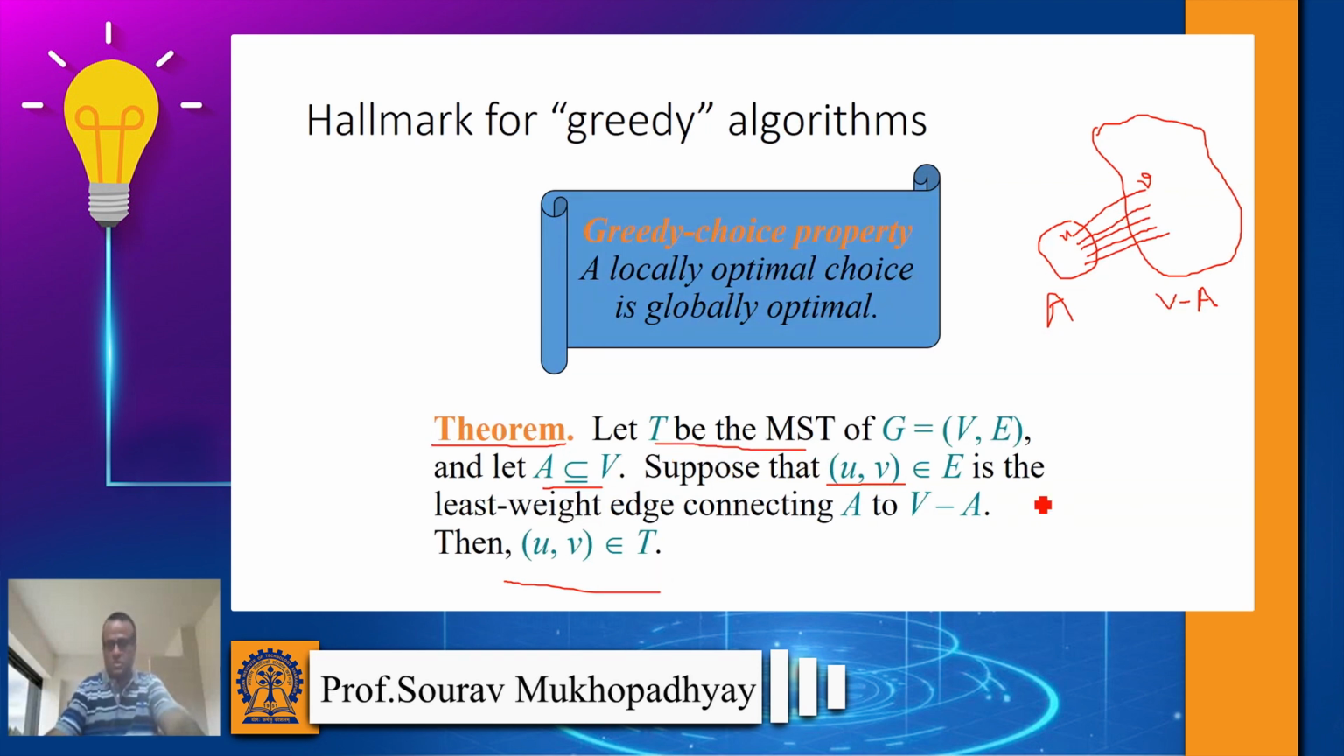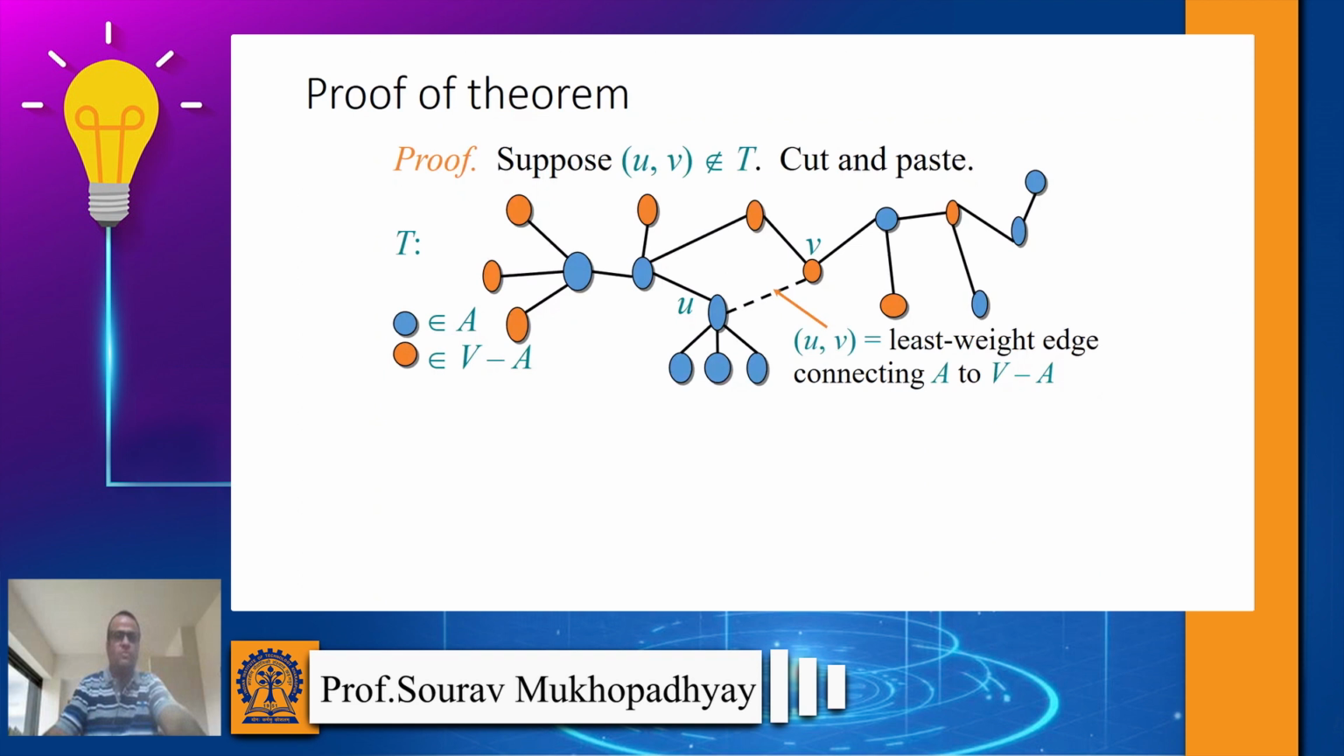So that is a theorem. Let us prove that theorem. Then we will see how we can. This is basically the idea behind Prim's algorithm, and this is a greedy approach, because we are locally greedy. So how to prove this?